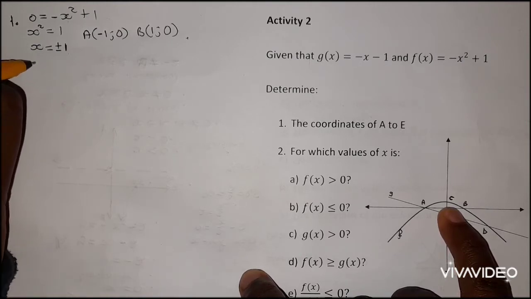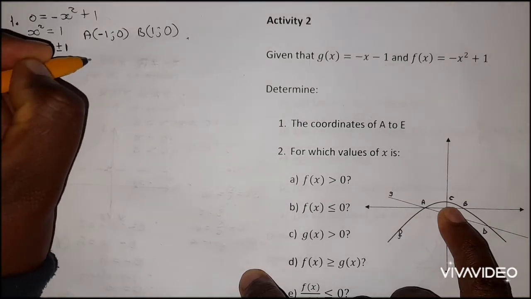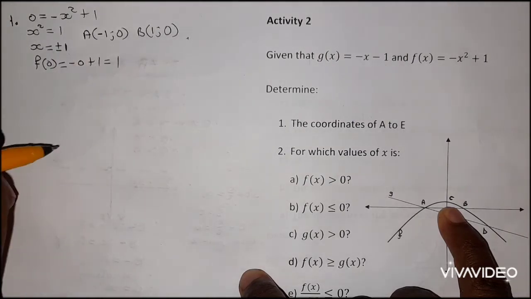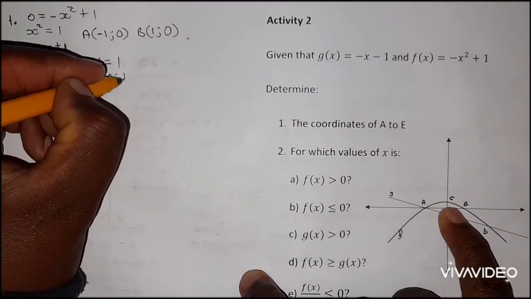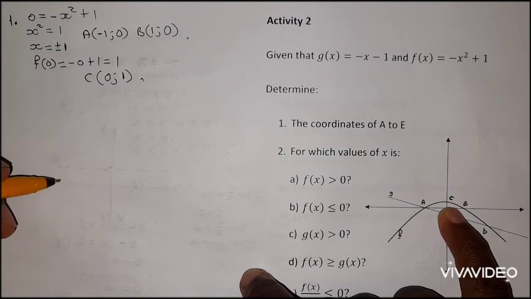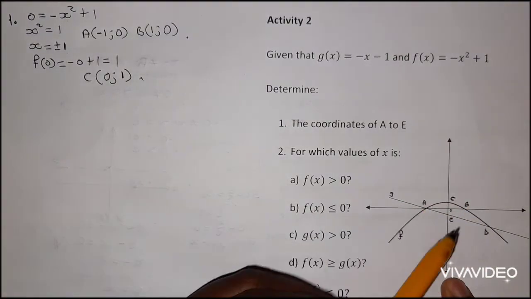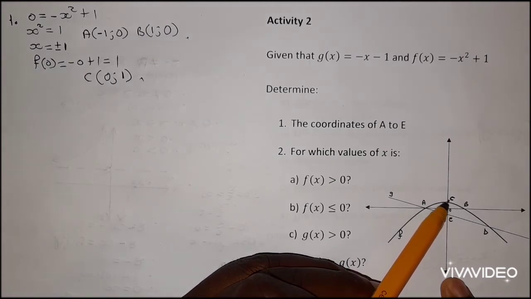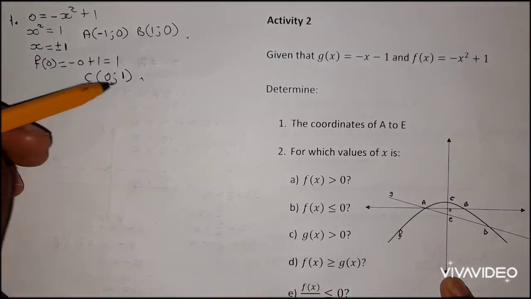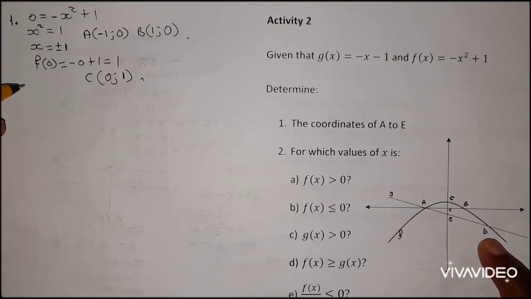So we can say here f of 0 is equal to -0 plus 1, which is equal to 1. So we are saying here point C is (0, 1). That is our point C. In other words, remember, this is telling us that our function has been moved one step from 0 going upwards, right? So we have 1. And then from C, we are coming to D.